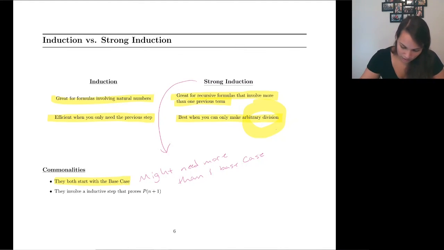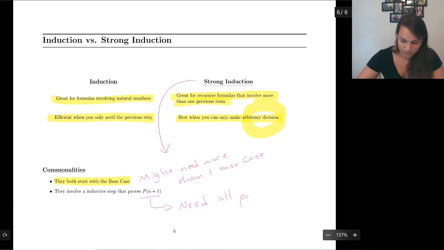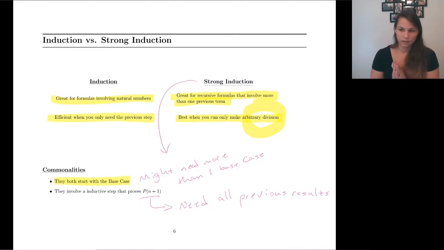And then step 2, you have an inductive step proving n plus 1. But again, for strong induction, you need all the previous results instead of just the nth one. So your assumption has to be bigger for strong induction. Okay, hopefully you can tell the difference between induction and strong induction at this point, because that's all I've got for you guys.